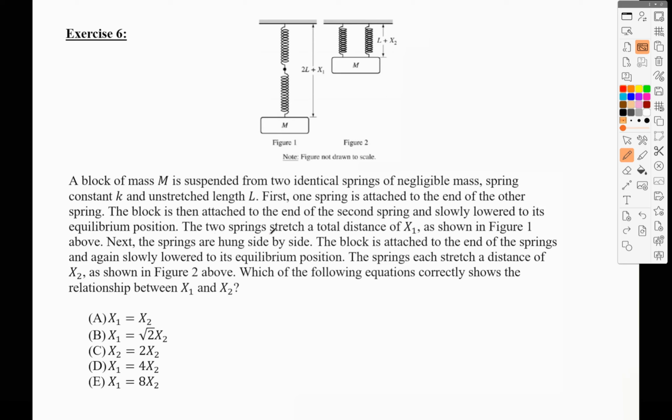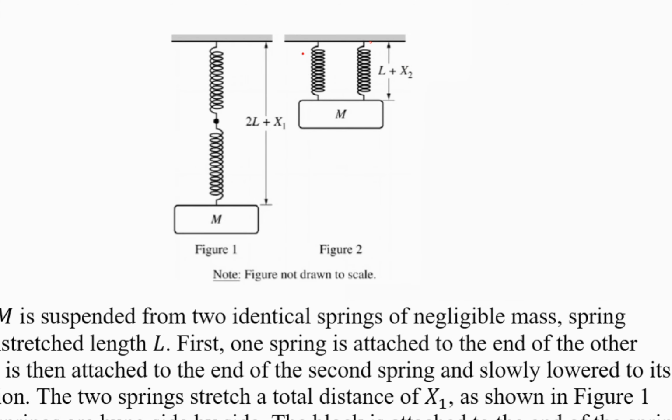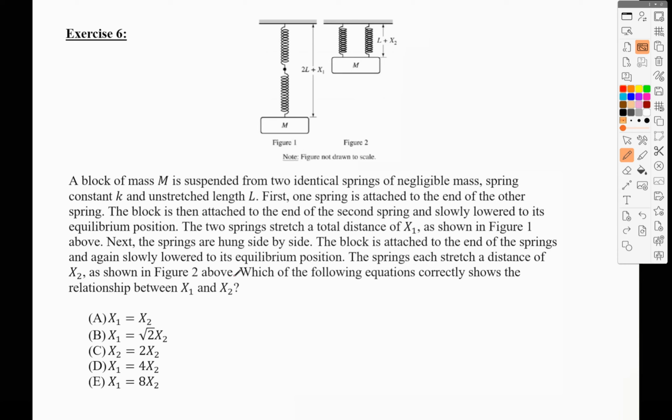Next, the springs are hung side by side. The block is attached to the end of the springs and again slowly lowered to its equilibrium position. The springs each stretch a distance of x2, as shown in figure 2 above. Which of the following equations correctly shows the relationship between x1 and x2? When they are connected in parallel, each spring has length L and elongation x2. We need to find the relation between x1 and x2, and this can be done by considering the equilibrium condition.